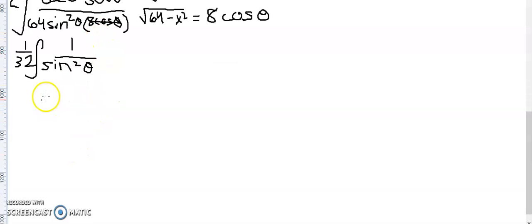Then it can be rewritten as 1 over 32 times cosecant squared theta.